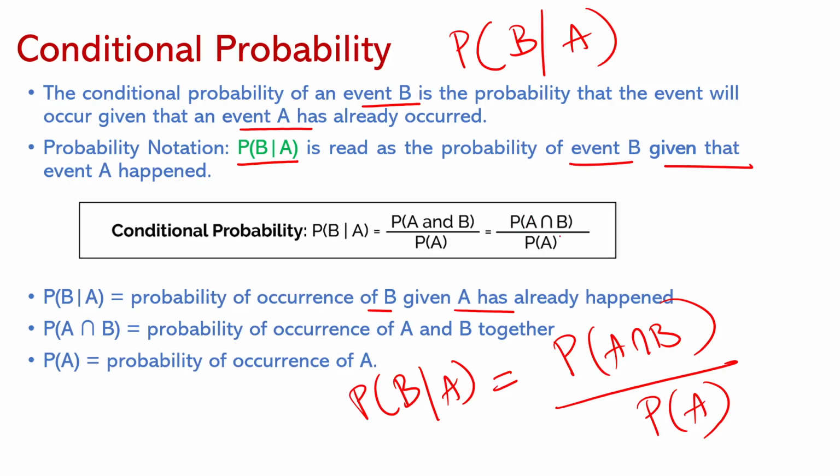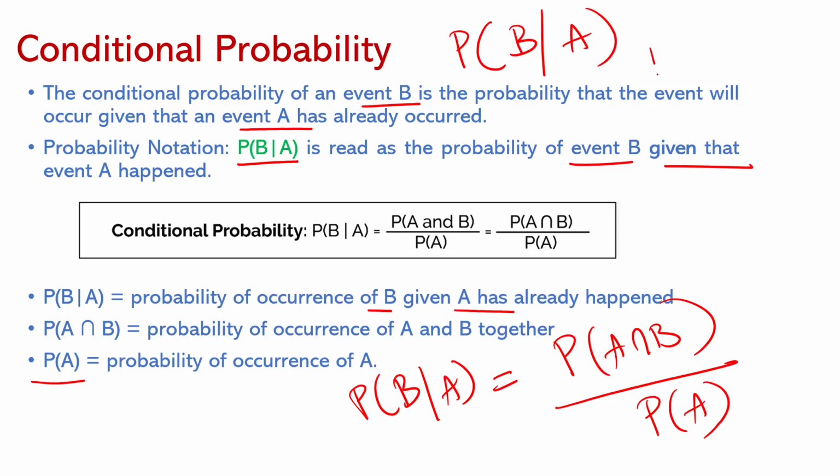What is P of A intersection B? It is the probability of occurrence of A and B together. What is P of A? It is the probability of occurrence of A, the probability of event A happening. So this is conditional probability.